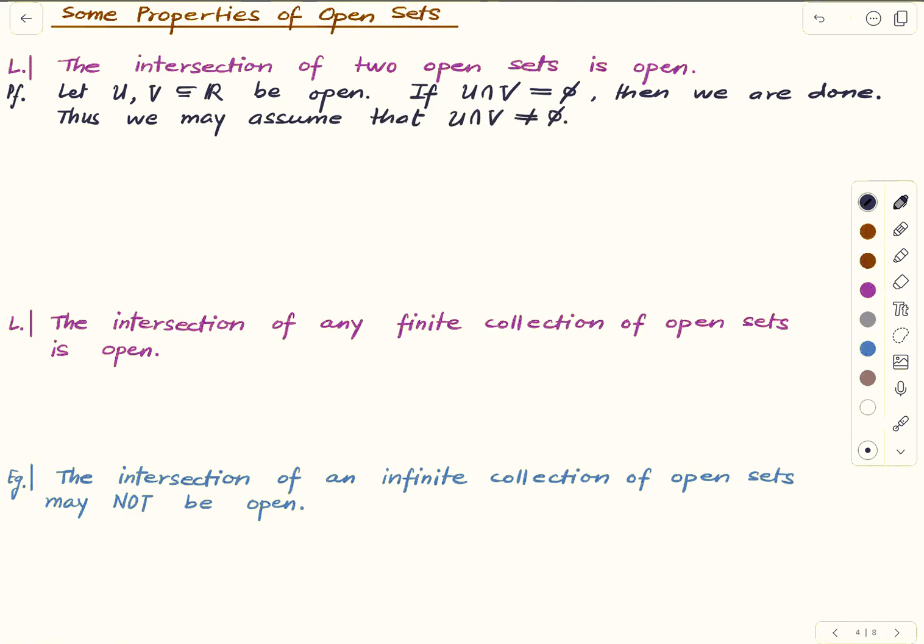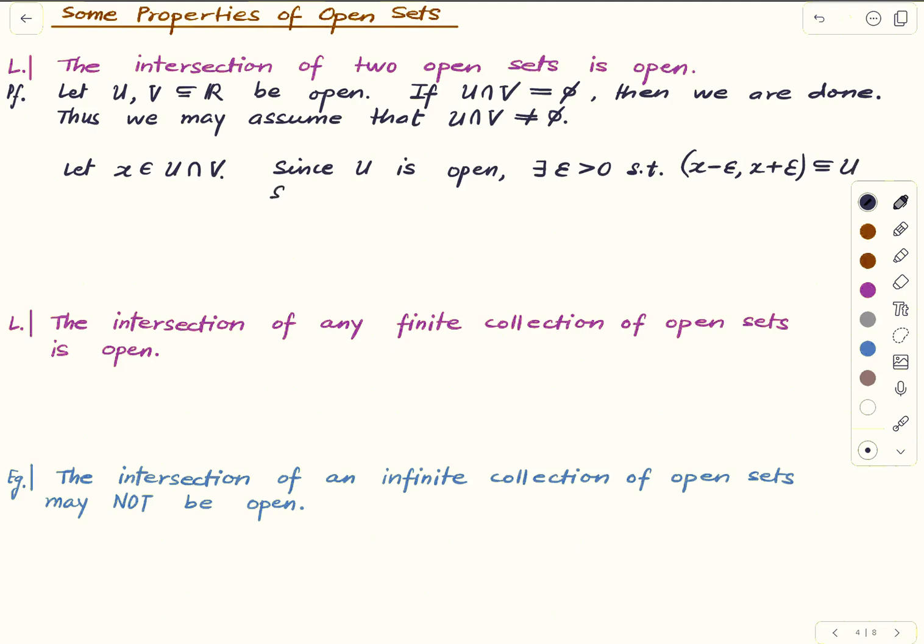Alright, so the intersection is not empty, and now pick any point x in the intersection. We want to show the intersection is open, so we want to show that there is some room around the point which is contained in the intersection. Since U is open, there exists some epsilon greater than 0 such that the interval (x minus epsilon, x plus epsilon) is contained in U. And since V is open, there exists some delta greater than 0 such that (x minus delta, x plus delta) is contained in V.